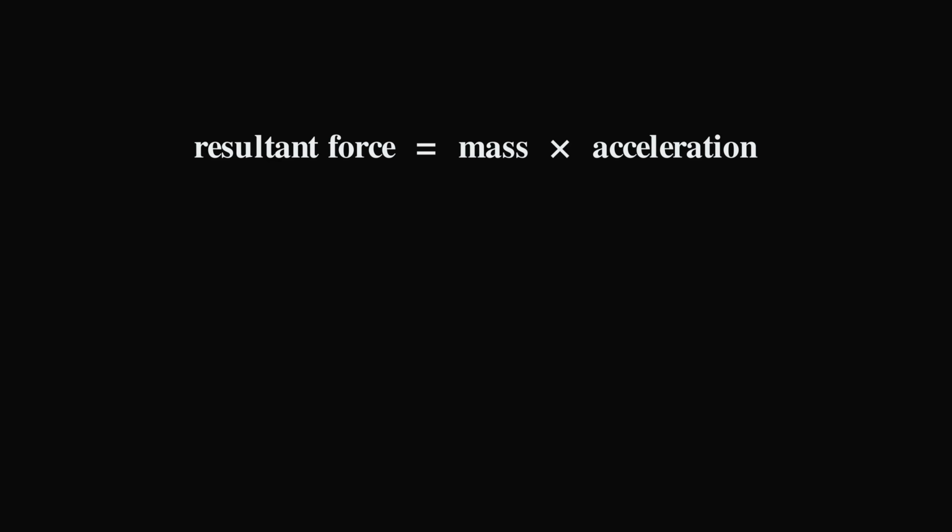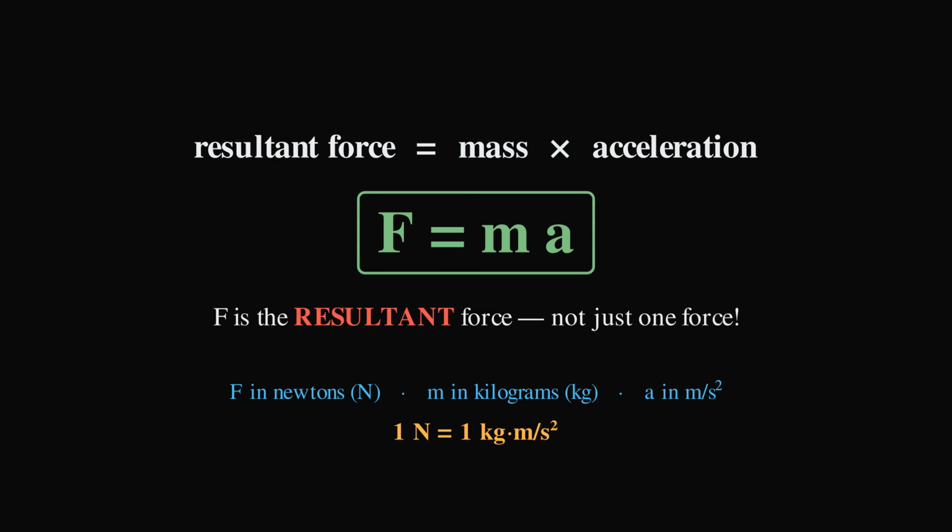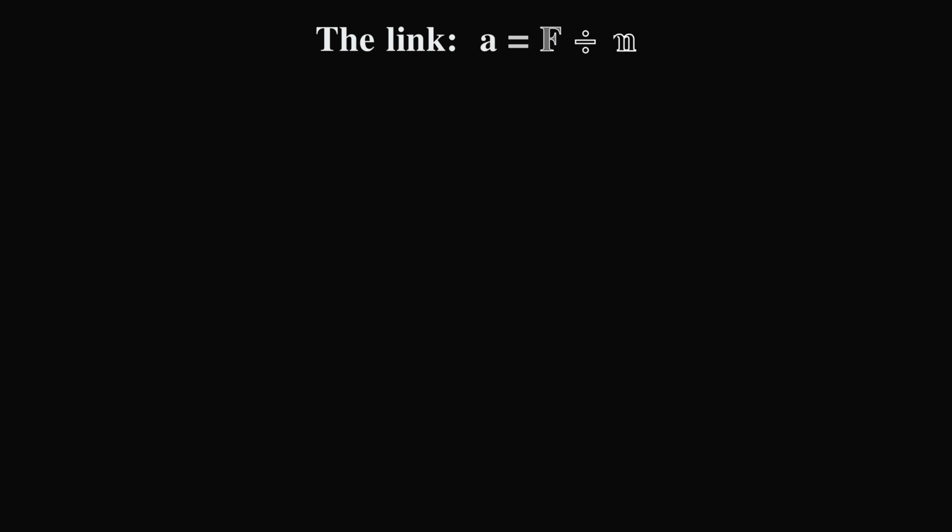Resultant force equals mass times acceleration. F equals ma. F is always the resultant force, not just one force on its own. F in newtons, m in kilograms, a in meters per second squared. 1 newton is 1 kilogram meter per second squared. The link: a equals F over m.